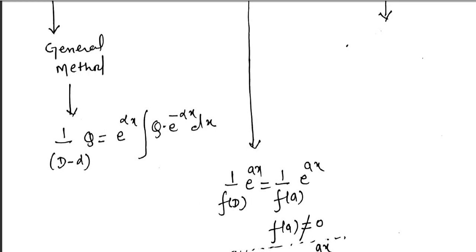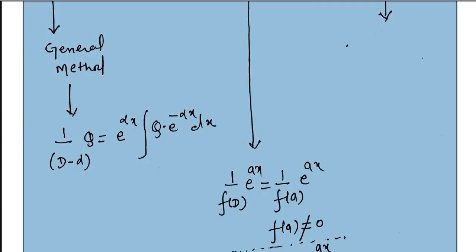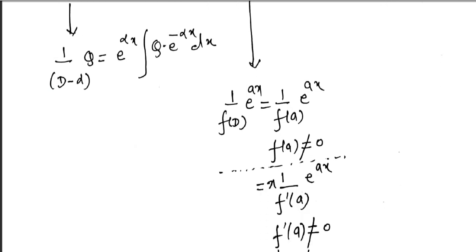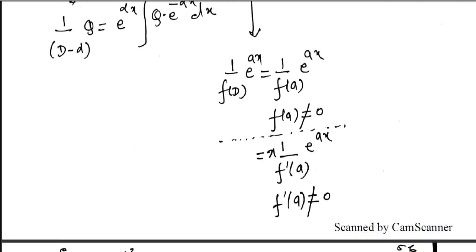And the formula for e to the power ax: 1 upon f(D) e to the power ax is equal to 1 upon f(a) e to the power ax. This is the shortcut method. Here we just replace D by a, with the condition f(a) is not equal to 0. But what happens if f(a) equals 0? If f(a) equals 0, then we use the formula x into 1 upon f dash (a) e to the power ax.